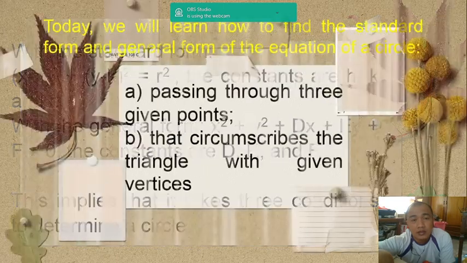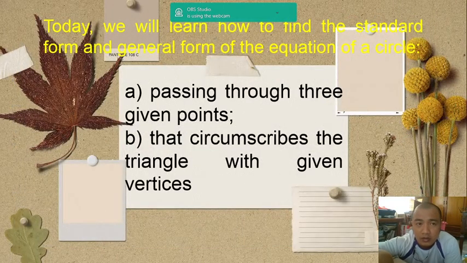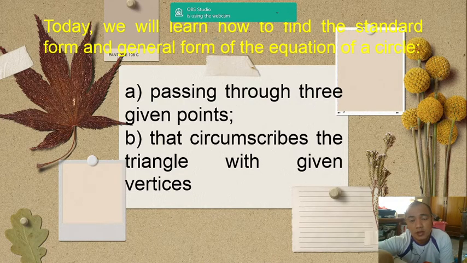In this lesson, we learn how to find the standard form and general form of the equation of a circle passing through three given points. Usually, our problem gives us a center and radius. Find the equation. That's easy, right? You just substitute it to the standard form of the equation of the circle, and then you have the equation. But when three points are given, it is somewhat harder to solve for the equation, right?